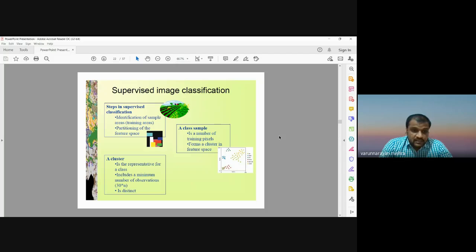A cluster is a representation of a particular class, and it includes a minimum number of observations, that is 30 into n, where n is the number of bands. After that, a class sample may be identified, that is, a number of training pixels, and it forms a cluster in the feature space. So this is the entire process of performing supervised image classification.